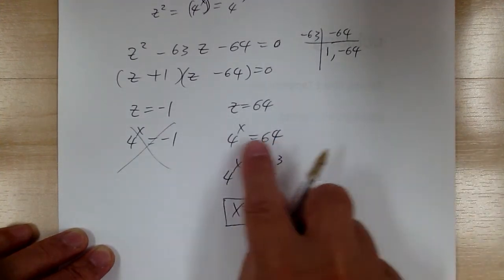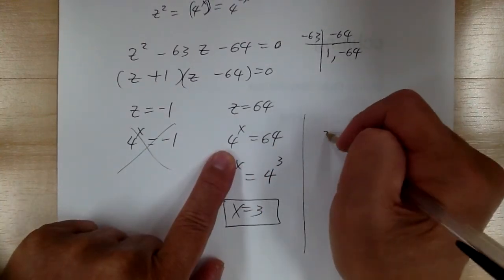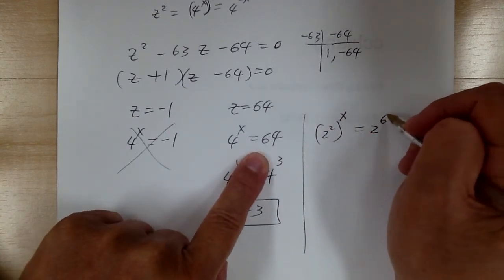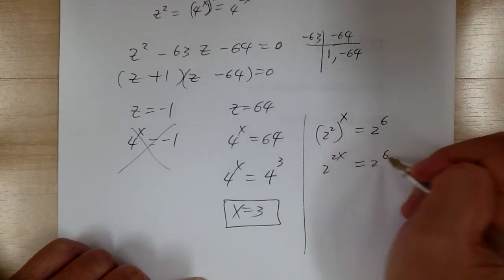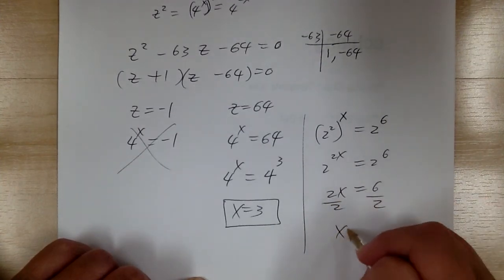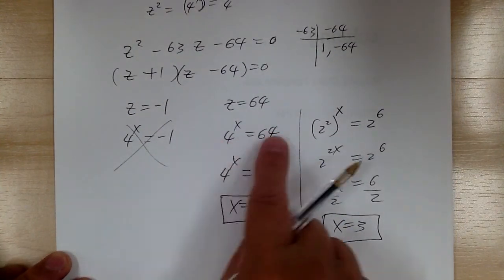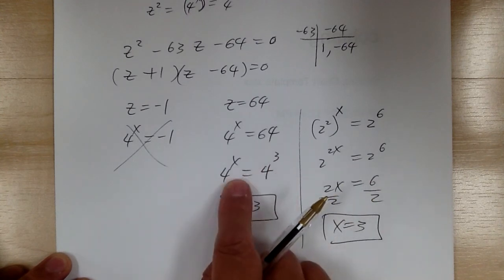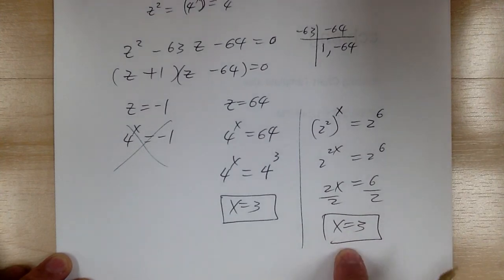Now again, if it's not too obvious to you, then you just make it into base 2. So you get 2 squared to the x equal to 2 to the 6. And so you get 2 to the 2x equal to 2 to the 6. Match it up, 2x equal to 6, divide by 2. So x equal to 3. So again, if you know your base and it's obvious, you don't have to go to the lowest base. As long as they are the same base, then you're okay. But if it's not obvious to you, then just make everything the lowest base, and you should be able to get the same answer.